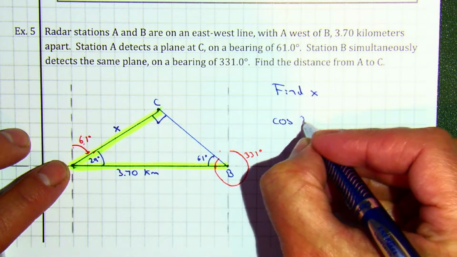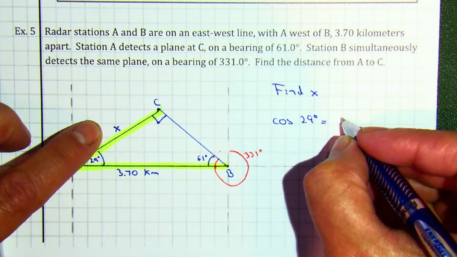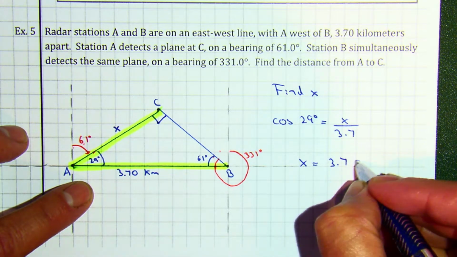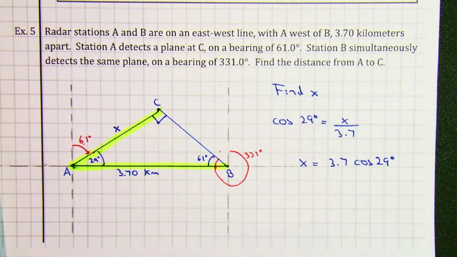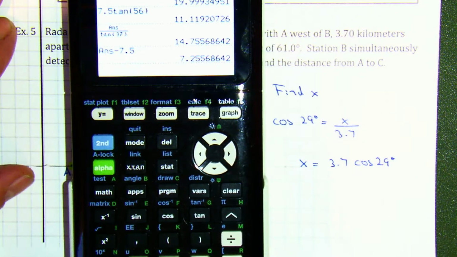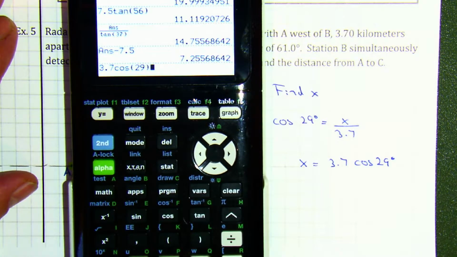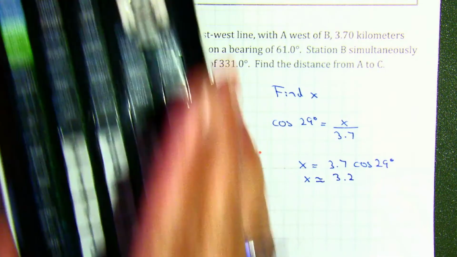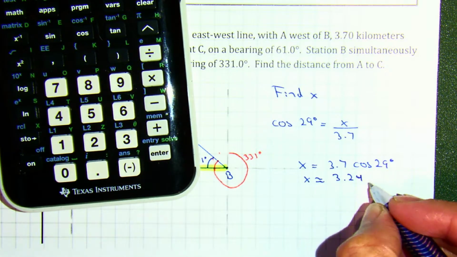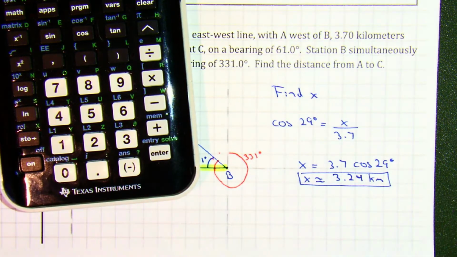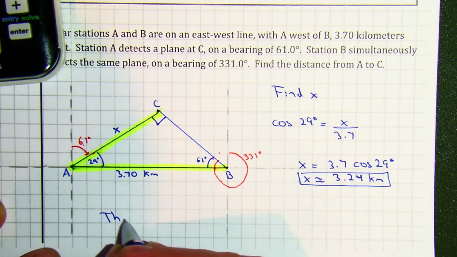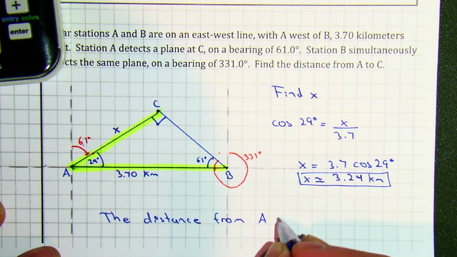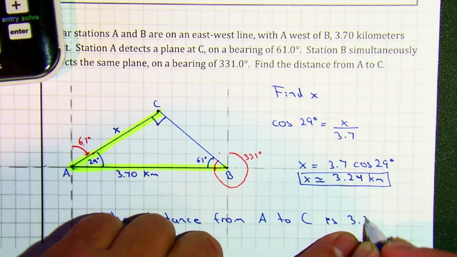The cosine of 29 degrees is equal to the adjacent, which is X, over your hypotenuse, 3.7. So therefore, X is equal to 3.7 cosine of 29 degrees. That is an exact answer. I need an approximation. So 3.7 times the cosine of 29 degrees. So therefore x is approximately 3.24. And they're using two decimal places, so I use two decimal places and kilometers. The distance from A to C is 3.24 kilometers.